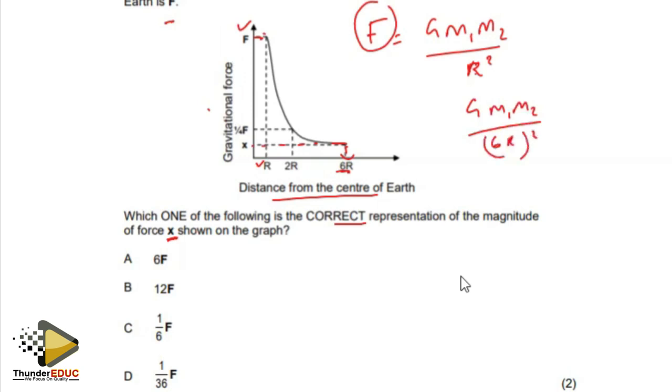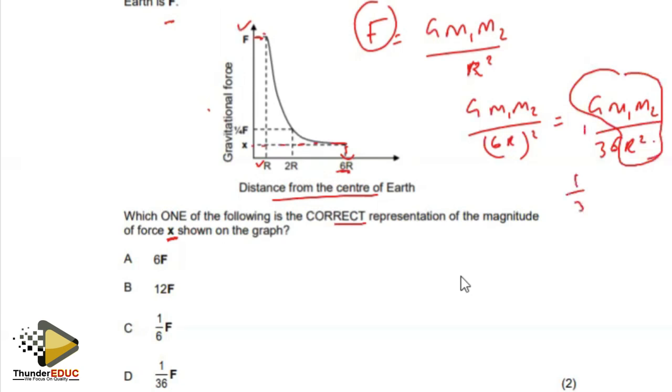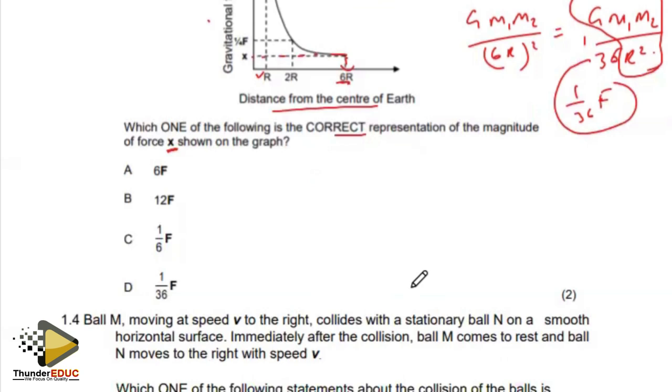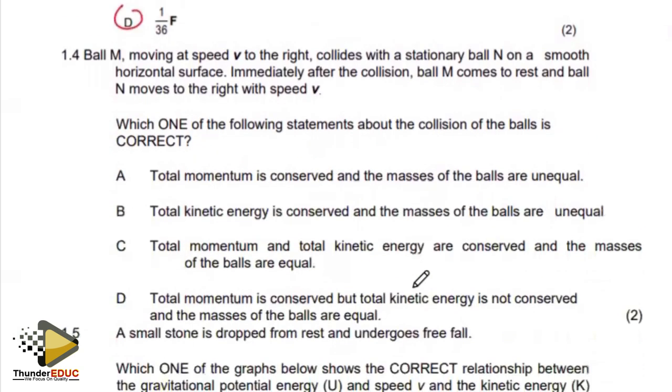We know that 6 squared is going to give us 36R squared. If I factor this out, I'll be left with just 1 over 36 F, since this whole thing represents F. So 1 over 36F should be the correct option. Now that's the force. For as long as you increase the distance, the force must also decrease. So D is the best option for this.